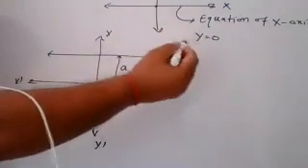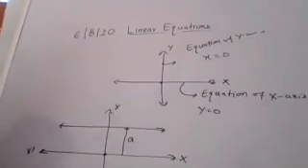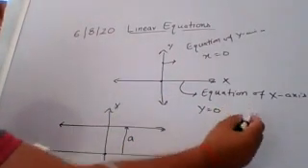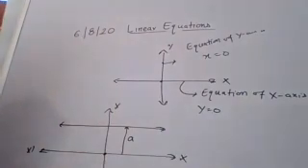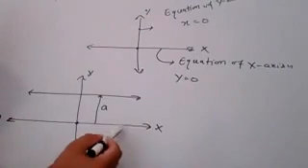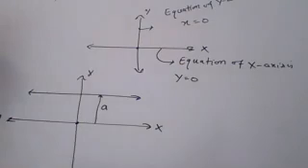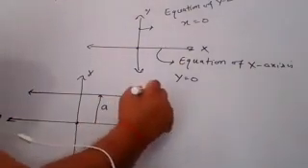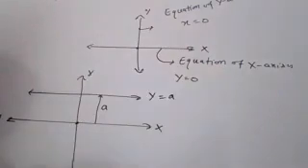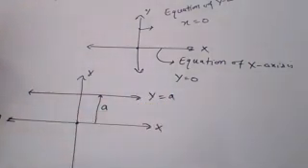So you just have to remember this one. The equation of the x-axis is y is equal to 0. Okay, so the equation of any line which is parallel to the x-axis and is at a distance a from it is given as y is equal to a. Yes, note it. Draw the figure and understand as we go. So the equation of this line is y is equal to a.